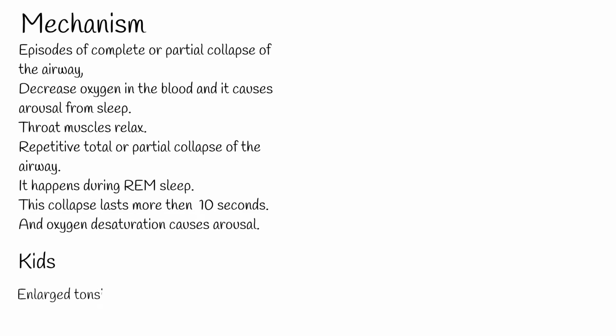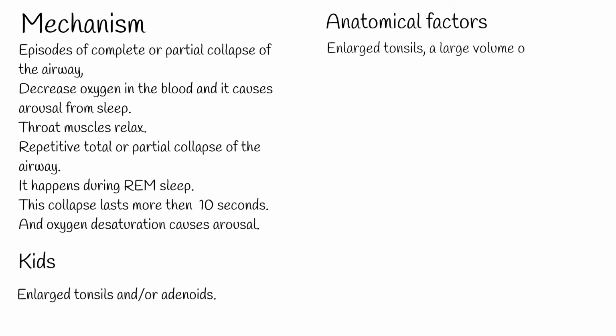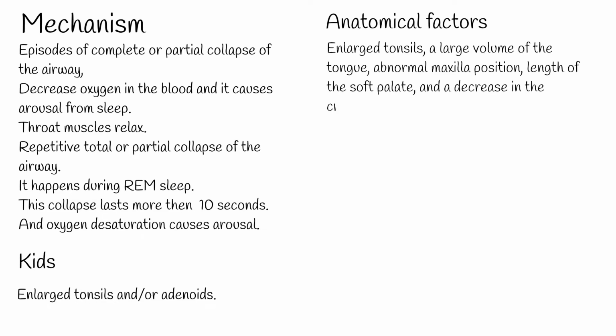The majority of patients with obstructive sleep apnea have upper airway obstruction either at the level of the tongue or the soft palate. In children, the most common cause of obstructive sleep apnea is enlarged tonsils and/or adenoids. In adults, it is most commonly associated with obesity, male sex, and advancing age. Other common symptoms include loud and disruptive snoring and excessive daytime sleepiness. Anatomical factors that contribute to obstructive sleep apnea include enlarged tonsils, a large volume of the tongue, abnormal maxillary position, length of the soft palate, and a decrease in the cross-sectional area of the upper airways.